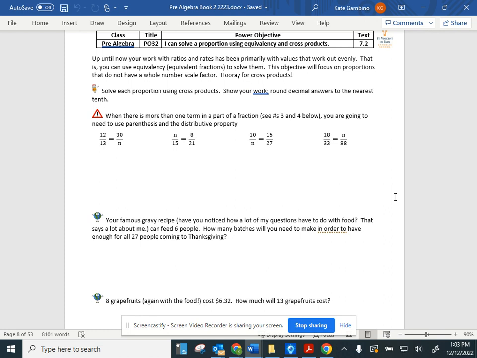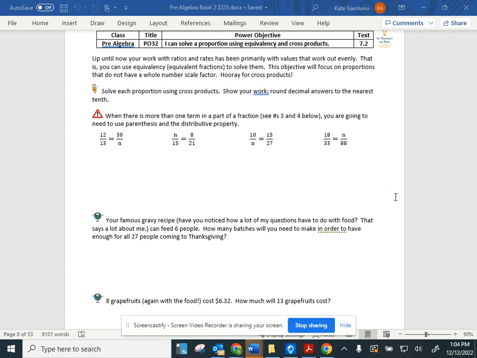So we're not going to be able to go evenly from one side to the other. We can't say, oh, we're multiplying both top and bottom by 3. It's not going to be easy like that. So we're going to use those cross products to find our missing number. Remember, those cross products are when we do diagonals. All right, so we're going to see how we find our missing variable.